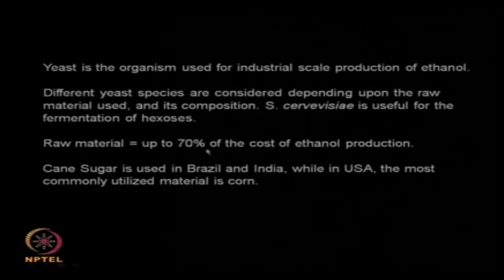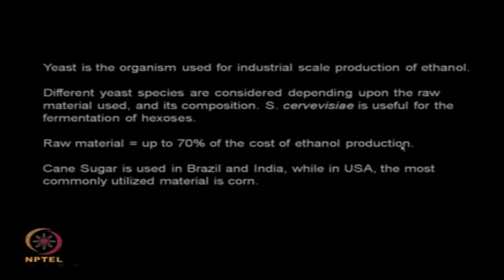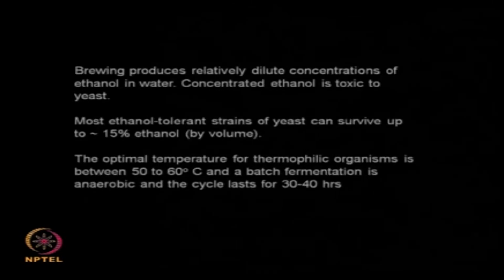The raw material cost takes care of almost 70% of the cost of ethanol production. So if you can reduce the raw material cost, you will be able to reduce the cost of production of ethanol. The main problem with these organisms is that they are not very tolerant to ethanol. There are certain genetically modified yeast species which can take up to 15% ethanol, but generally at 8, 9, 10% ethanol the fermentation is stopped because the organisms are not tolerant.